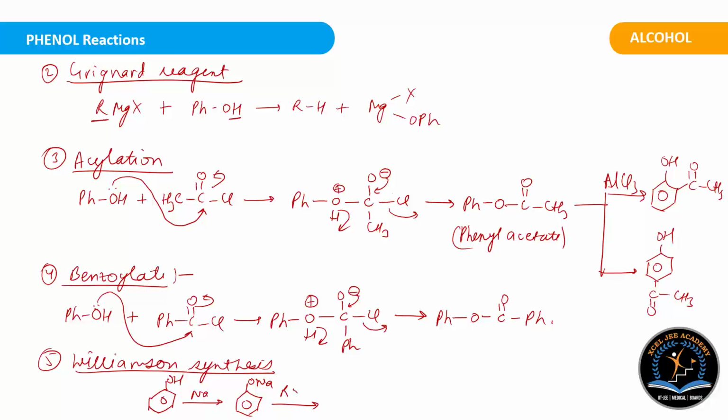Now it reacts with an RX group. So when it reacts with RX, Na and X will combine and O will be attached to this R, in this case giving Ph with OR. This is an ether. Along with that NaX will be produced. So this is Williamson's ether synthesis, an ether formation.